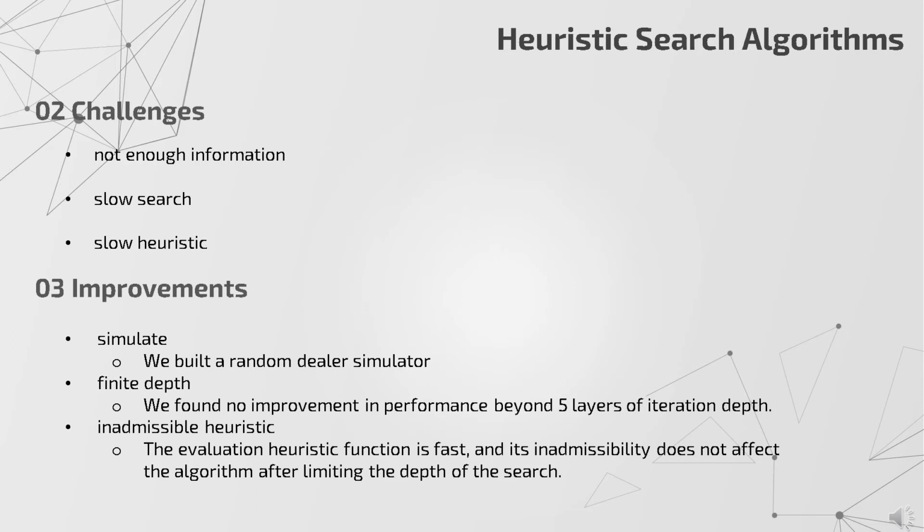The first problem we encountered was that we needed new cards to expand the nodes. We built a simulator to solve this problem randomly. A bigger problem is that the basic search algorithms are too slow. We experimentally found that searches over 5 layers were almost meaningless, so we limited the iteration to almost 5 layers. At the same time, we used the evaluation method as the new heuristic, which only does a local check.